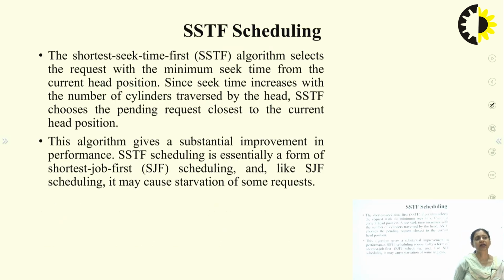So for that, we have the shortest seek time first algorithm, which selects the request with the minimum seek time from the current head position. Since the seek time increases with the number of cylinders traversed by the head, SSTF chooses the pending request closest to the current head position. It gives a substantial improvement in performance. It is essentially a form of shortest job first scheduling, and like SJF scheduling, it can cause starvation of some of the requests.